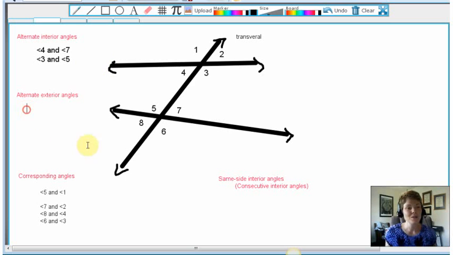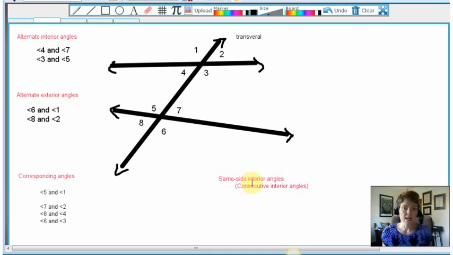All right, alternate exterior angles. It would be angle 6 on the outside, and alternate on the other side of the transversal, that would be angle 1, and then angle 8 and angle 2. If I want to say angle 1 and 6 and 2 and 8, that's fine, just as long as the pairs are correct.